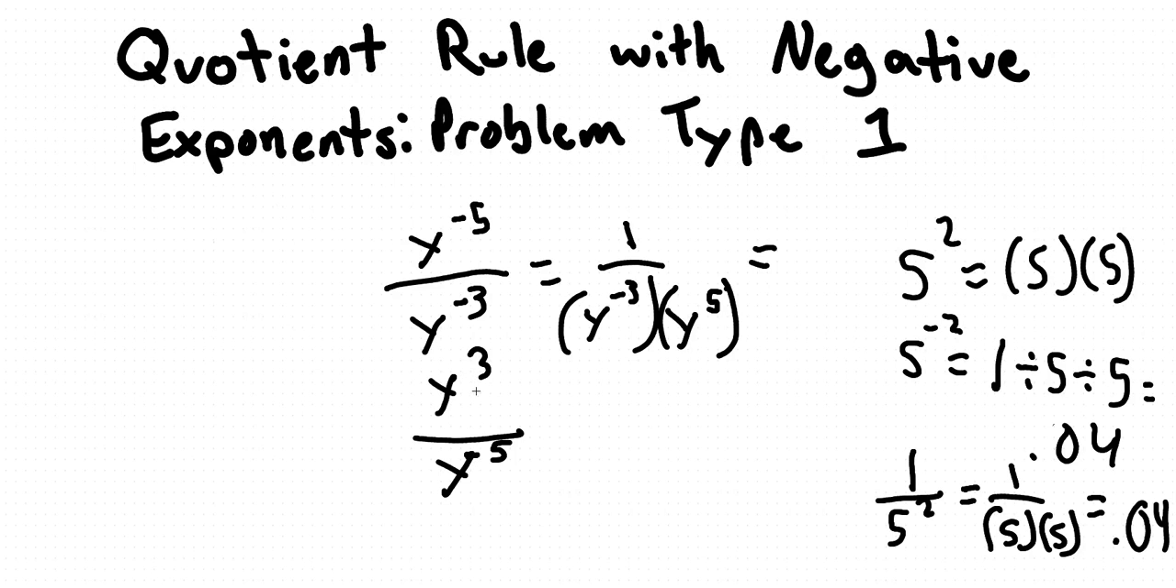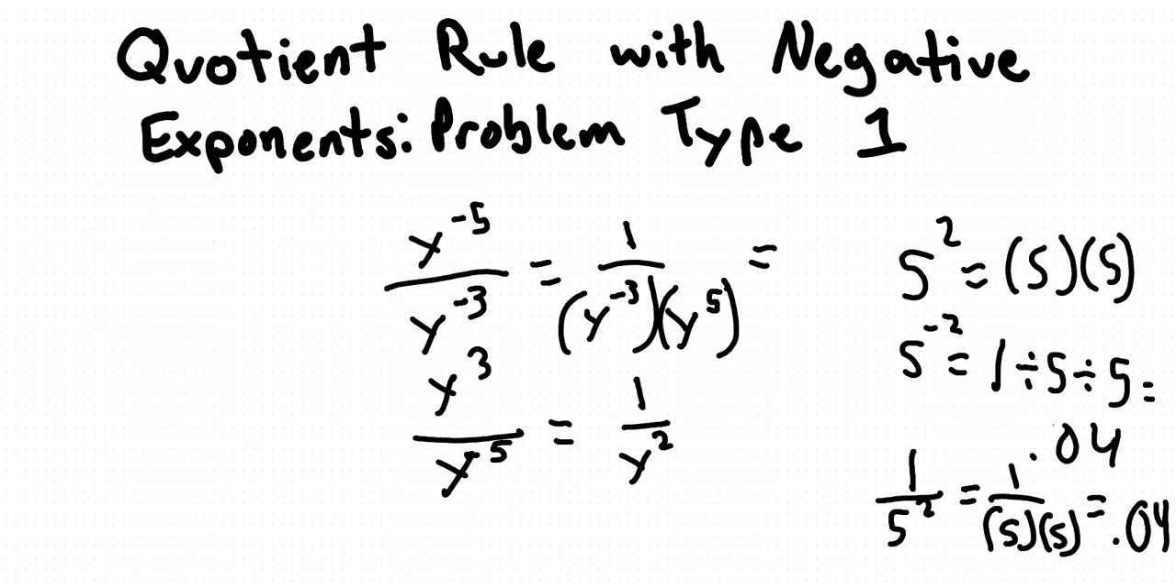Since y to the third and y to the fifth have the exact same variable, we can simplify by subtracting the exponents. So, y to the third over y to the fifth can be simplified into 1 over y to the second. Whoa, hold up, why would we do that? Y to the third power over y to the fifth power and 1 over y to the second power look like two completely different equations.